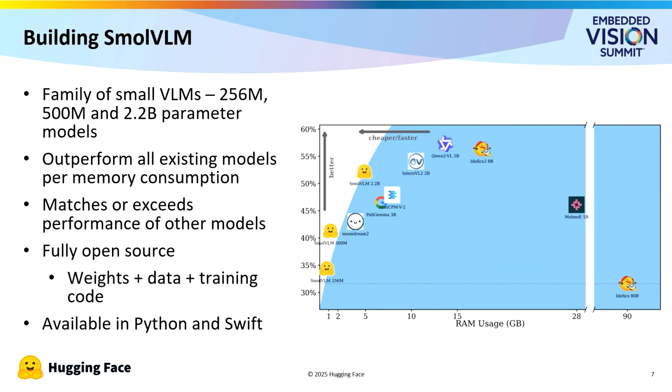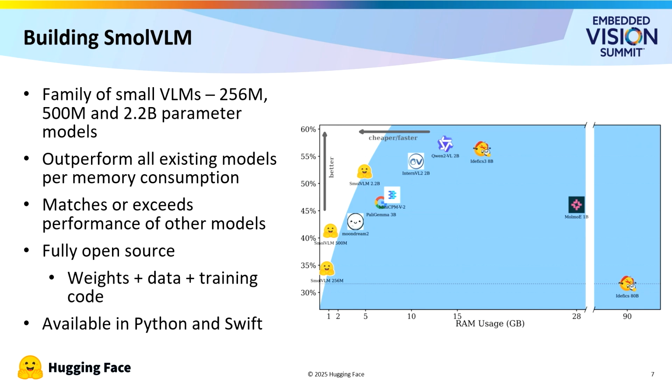So using a lot of data, we actually trained our own small vision language model. And for the longest time, it was actually the most performant, smallest vision language model. We created a family of models, so 256 million parameters, 500 million parameters, and 2.2 billion parameters. And if you're familiar with the space, you'll know that these are extremely small models compared to what's out there. So a lot of the state-of-the-art models that you use, like ChatGPT and stuff, are orders of magnitude bigger, usually 100 billion parameters. So as you can see from the graph, we match or exceed performance of other models that were in the space, and we're fully open source.